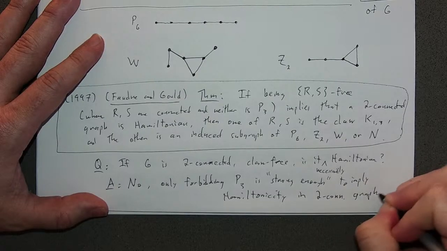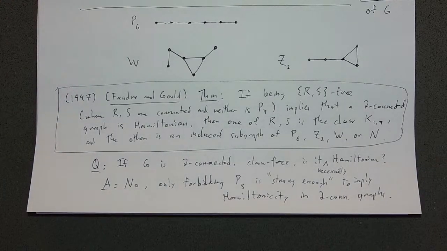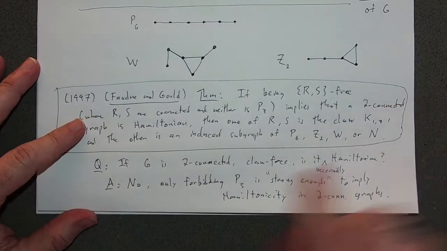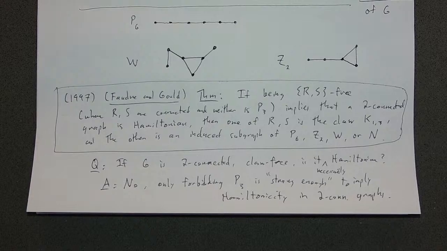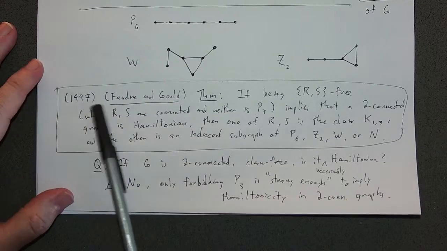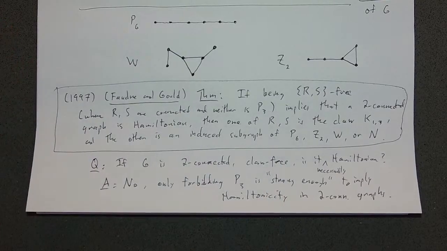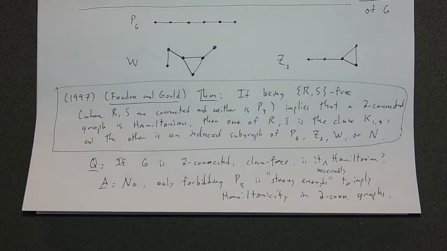So in 2-connected graphs, the only forbidden subgraph that is strong enough to forbid on its own to imply Hamiltonicity is the path on 3 vertices. Notice the path on 3 vertices had to be specifically excluded in this theorem because that would again make this theorem statement awkward. Excluding P3 implies Hamiltonicity. Again, there is an exercise that you will investigate when it comes to this.